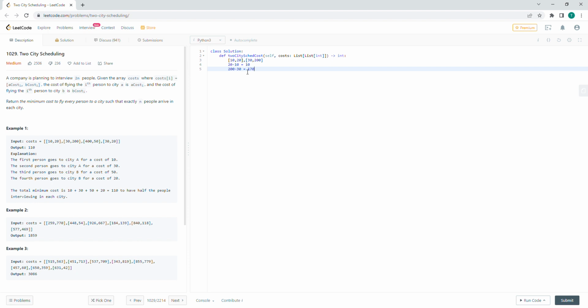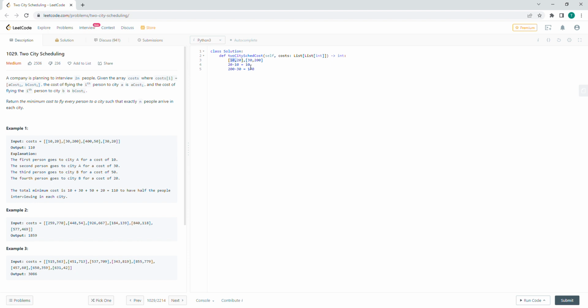So we see that the relative cost difference for the person at the second index, or first index, I should say, is way larger than the first one. So we want to prioritize this value, where we're going to take the 30 mark. So it's better to choose 30, which is lower, for this person to go to city A, because the relative cost difference between 30 and 200 is dramatically different compared to the first difference, right? If that makes sense to you guys.